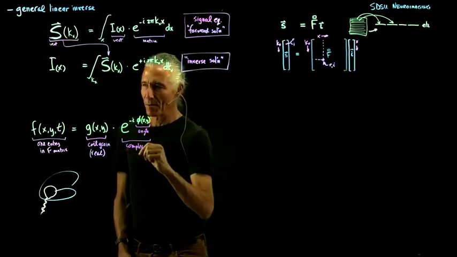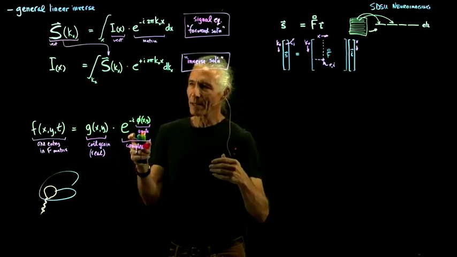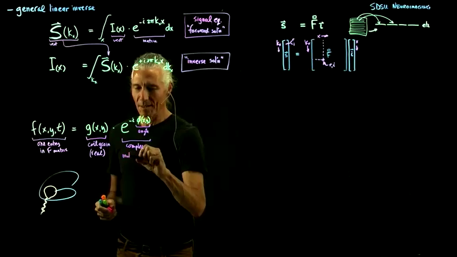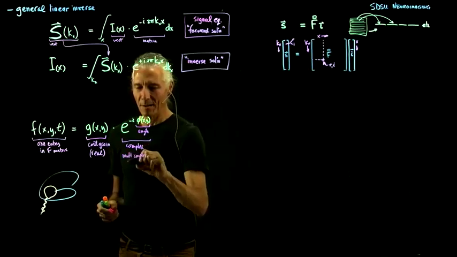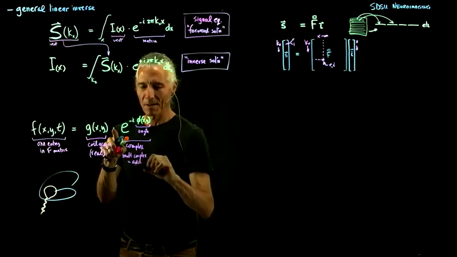And you remember what multiplying by a complex number does: multiplying complex numbers equals adding angles. So when you multiply by this complex number, you're just incrementing the angle.